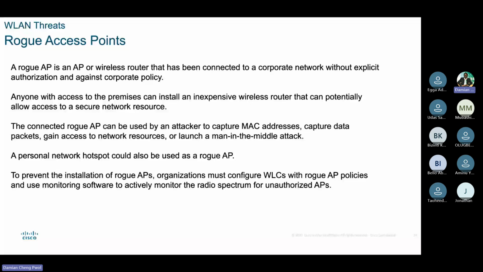A personal network hotspot could also be used as a rogue. You can also use your phone as a rogue, whereby you put a name that is similar to an already existing SSID. To prevent the installation of rogue access points, organizations must configure their WLC with rogue AP policies and use monitoring software to actively monitor the radio spectrum for unauthorized access points.